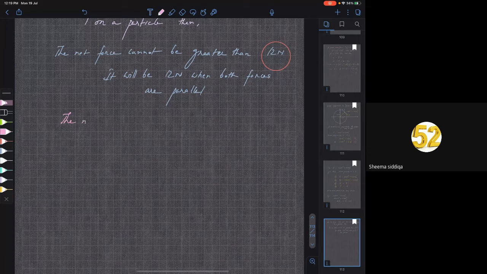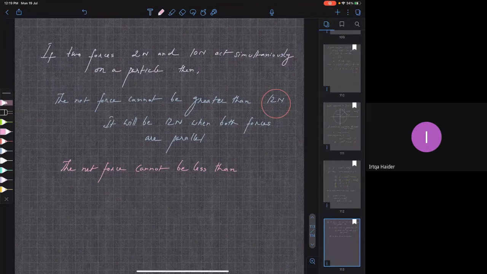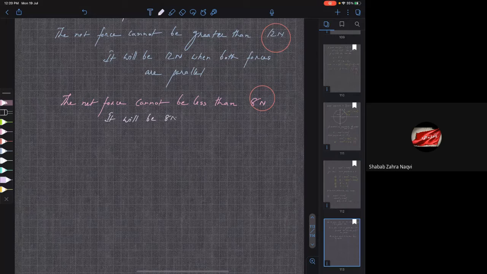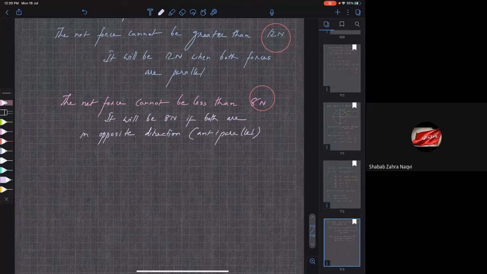The net force cannot be less than 8 Newton. And it will be 8 Newton when? When they are in opposite directions, or anti-parallel. It will be 8 Newton if both are in opposite direction. Clear? Yes.